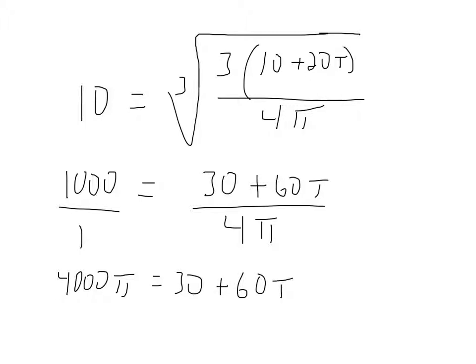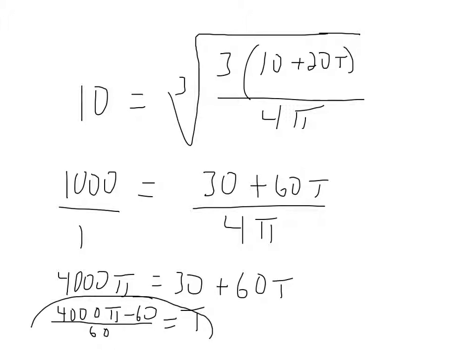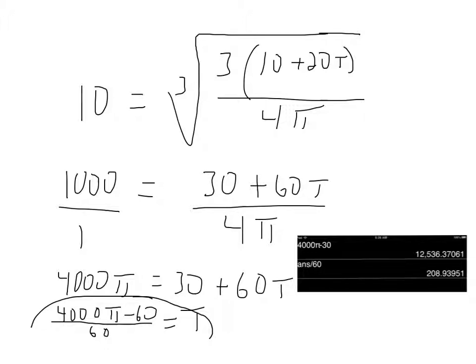I'm going to subtract 30, then divide by 60. And what's that as a decimal? I don't know, I would need a calculator for that. But that is a solution. So I decided to fire up a calculator and figure out the decimal equivalent. This tells me that when t equals about 209 seconds, the radius is equal to 10.